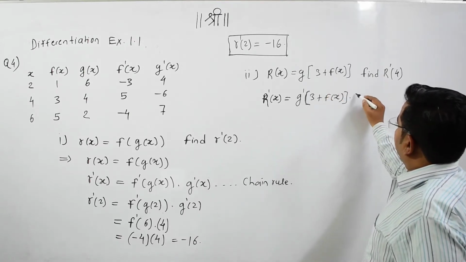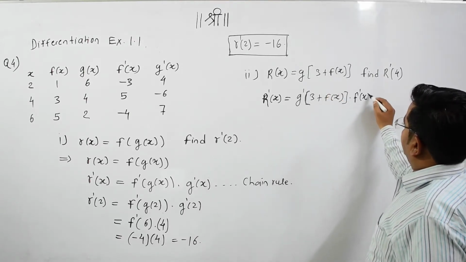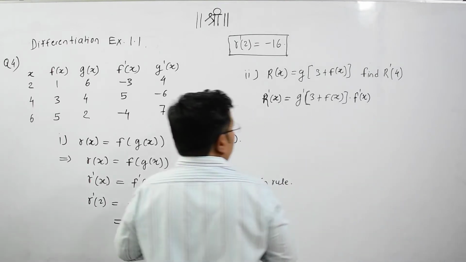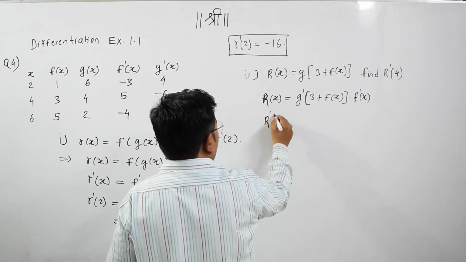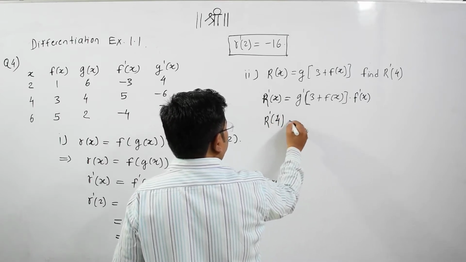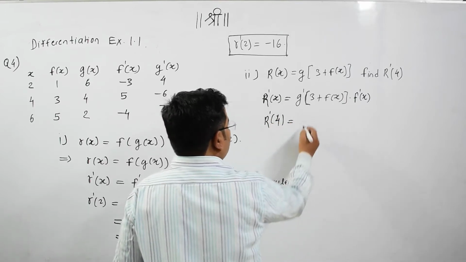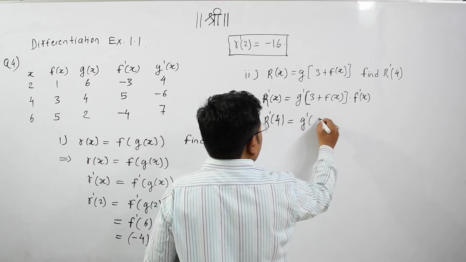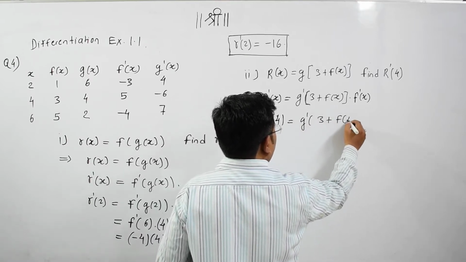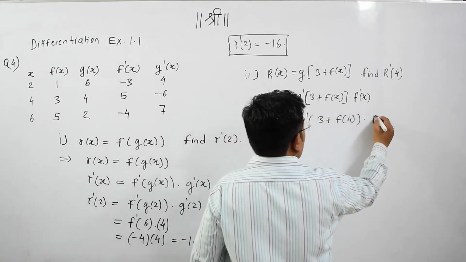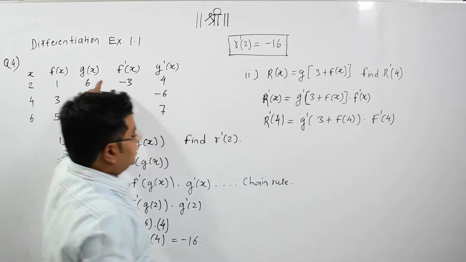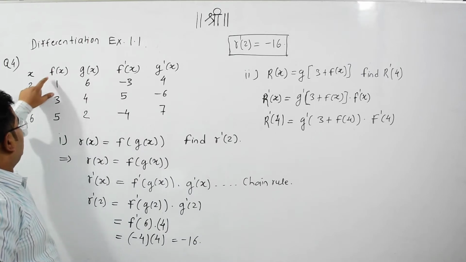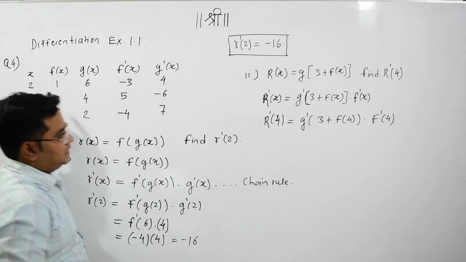Now next step, multiplied by f dash of x only. Now what we need to find out, r dash of 4. So what is the r dash of 4? So just substitute the value of x as 4. Now g dash of 3 plus f of 4 into f dash of 4. Again come to the chart. Now what is given in terms of this chart? What is f of 4? f of 4 is 3.